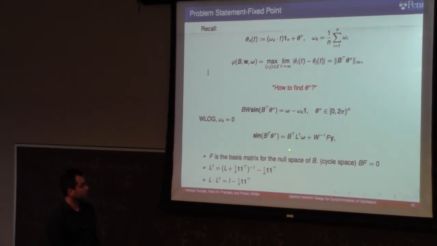What is L? This is the pseudo-inverse of my Laplacian matrix defined here. And the second term is due to the existence of cycles in the graph. Because this matrix B is not full rank, we are going to have some homogeneous solutions here because of the cycles in the graph. If I didn't have this term, it would be nice because now I would have the sine of B transpose theta star in terms of all the network parameters, but I still have this y here. I still need to find this y here, right?